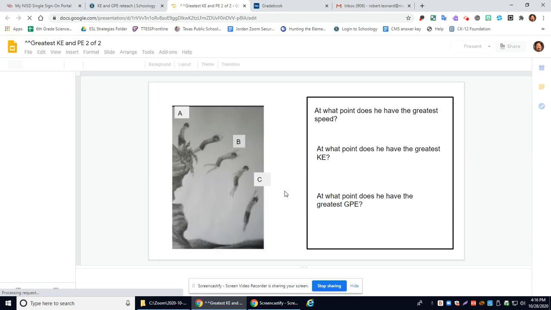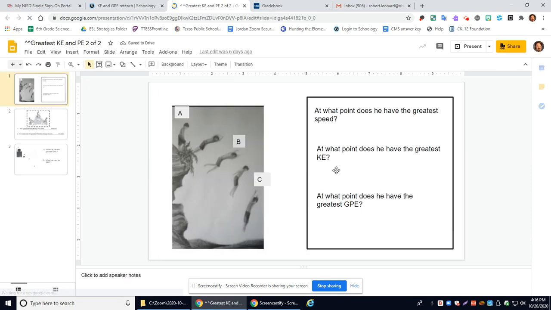This was the assignment that y'all did last Friday. The grades are very bad, so let's go over it very quickly. The first question is, at what point does he have the greatest speed? Well, remember, when you ride your bicycle down a hill, the fastest point of the hill is always at the bottom. As he falls, he gets going faster and faster and faster. So at what point does he have the greatest speed? That would be at point C.